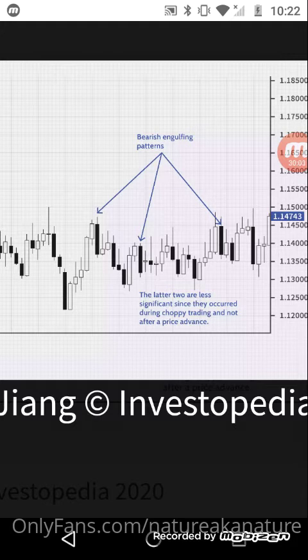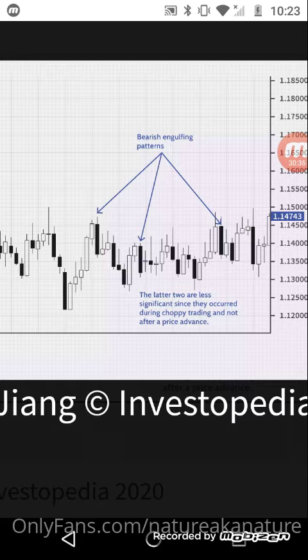I don't really like this example because it's kind of choppy. It looks more like it's consolidating. But you see this on an uptrend or a downtrend. These are examples of a bearish engulfing. I don't want y'all to get confused. We already went over bullish engulfing patterns. So these are examples of three bearish engulfing patterns that occur in the forex market.